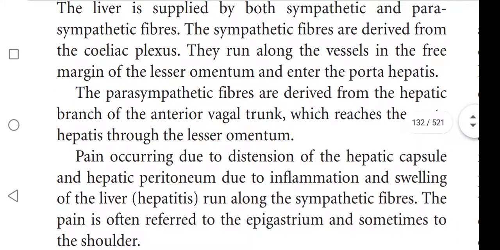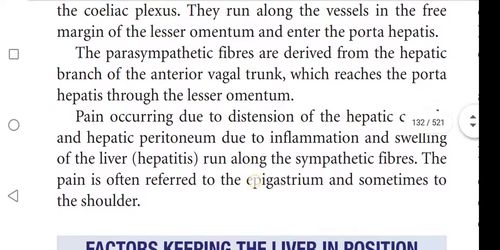Clear? Next, the parasympathetic fibers are derived from the hepatic branch of the anterior vagal trunk, which reaches the porta hepatis through the lesser omentum.